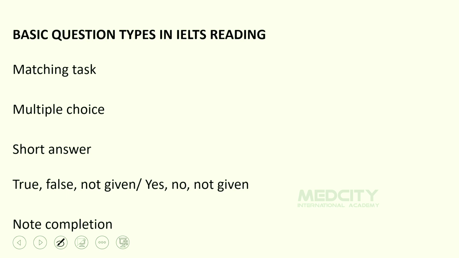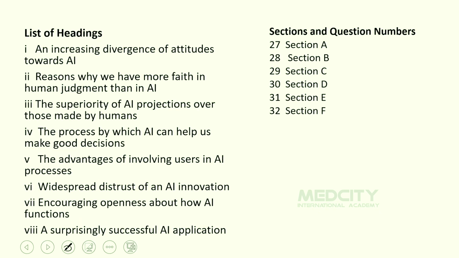Now, as you can see on the screen, these are some of the basic question types in IELTS reading. That is matching task. It can be matching heading, matching information, then multiple choice questions, short answer questions, true, false, not given, yes, no, not given, note completion. These are some of the basic question types when it comes to IELTS reading. Let's look at the format of each of these question types.